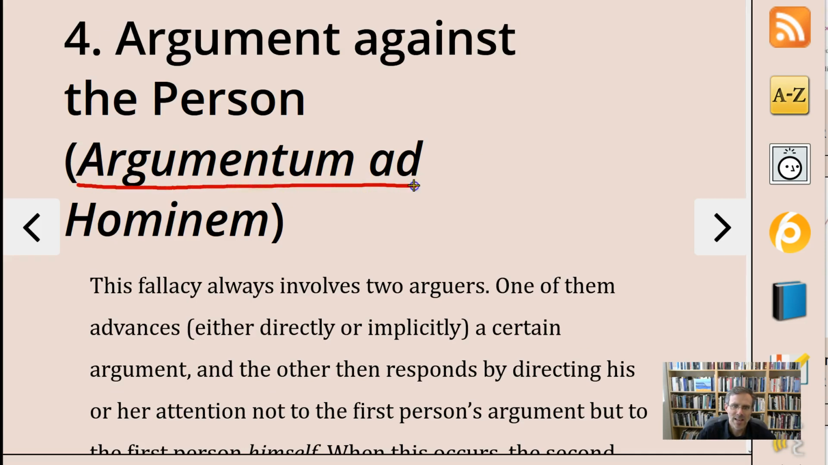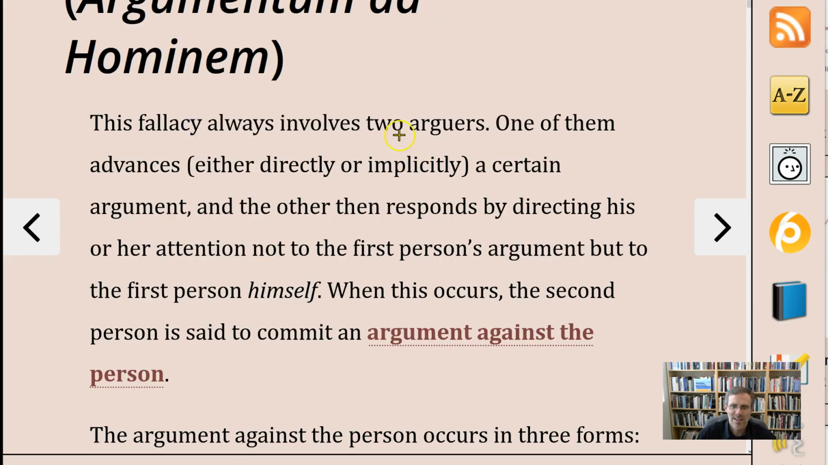The argument ad hominem, or the argument against the person, is a kind of argument that always involves, at least, Hurley will say, two arguers. Someone is making an argument already, and then someone else, rather than responding to that argument with a logical response, tries to dismiss the argument by attacking the person themselves rather than attacking the argument.